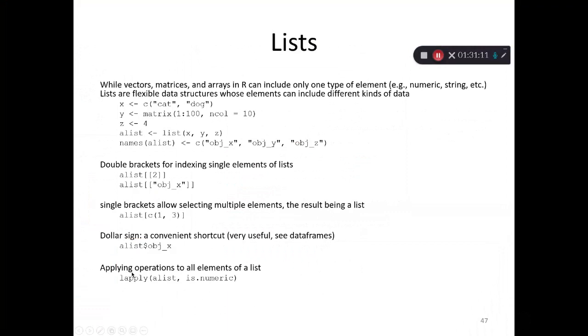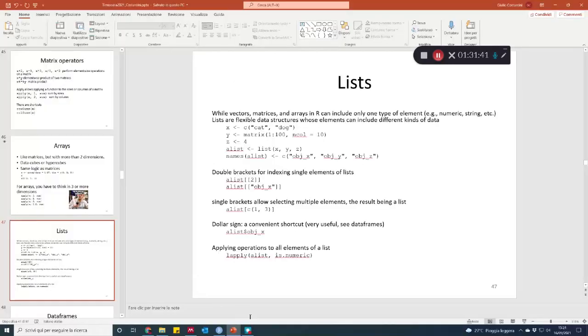This is an advanced function. It's similar to apply, but applies a function to all the elements of a list instead of to the rows or to the columns of a matrix. Lapply applies, for example, this function that inquires whether the argument is a numeric variable. Well, if I do lapply, a list, comma, is numeric, I get information about whether each element of the list is a numeric variable or not.